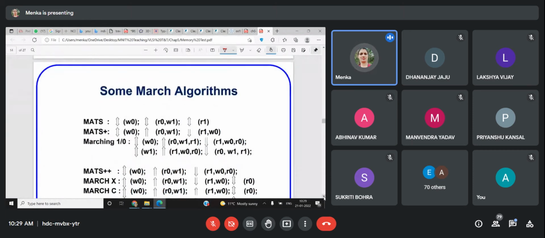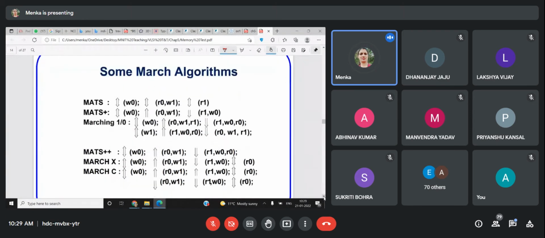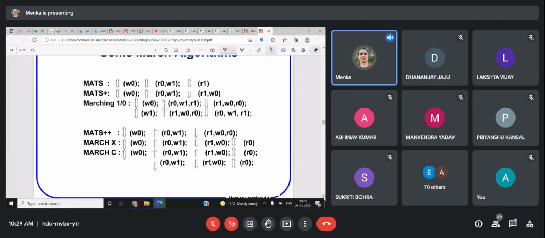So these are other March test algorithms, given in the notational format. This is the MATS algorithm, MATS plus plus algorithm. In MATS plus plus algorithm, you are going to write in both ways. Then in one direction, upside, you are going to read, and in the downside direction you are going to read 1. Marching 1 to 0.